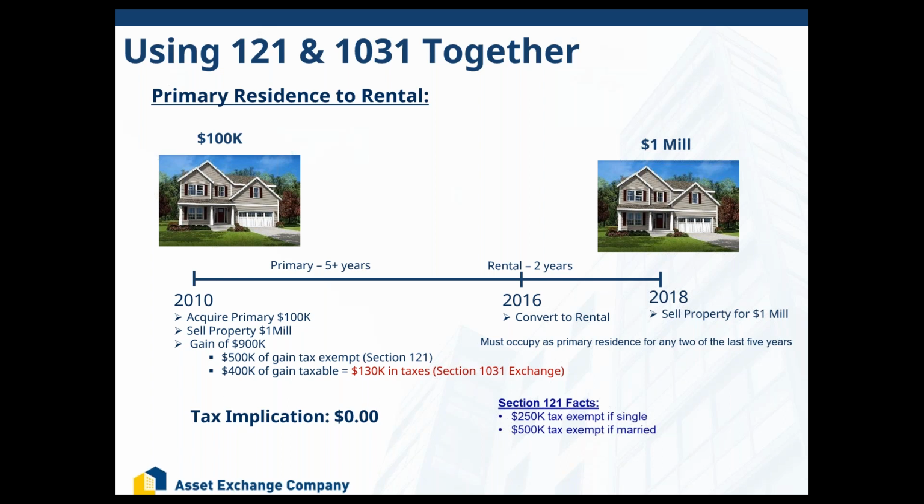So, again, we still have that $900,000 gain. So what we're going to do is we're going to claim the 121, and again, we're married, so the first $500,000 of the $900,000 gain will be tax exempt. Now, that additional $400,000 of gain, back in 2016, we would have had to pay taxes on it if we had sold it. Well, now we're going to claim a 1031 tax-deferred exchange on that portion of the gain, and we're going to defer that portion of the gain, the taxes. So in 2018, when we sell it, we pay no tax. Pretty cool, right?